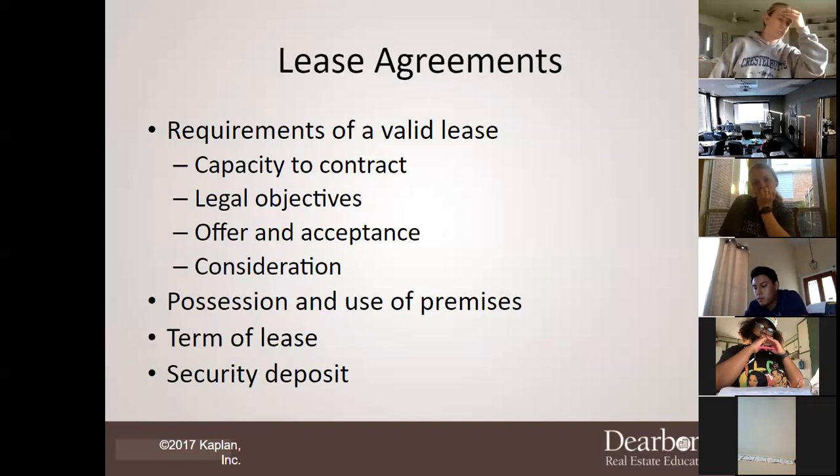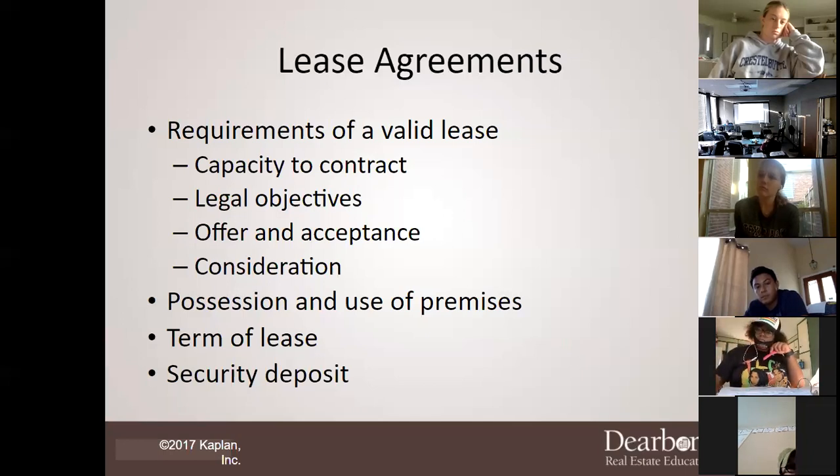A year and 1 day? Oh, you need it in writing. Why do I need it in writing? Because it's over a year. Even if it's 1 day, it's over a year. There you go. And they will bring that up on the test. The term is over a year, not for a year or over. That is something they will try to trick you on.